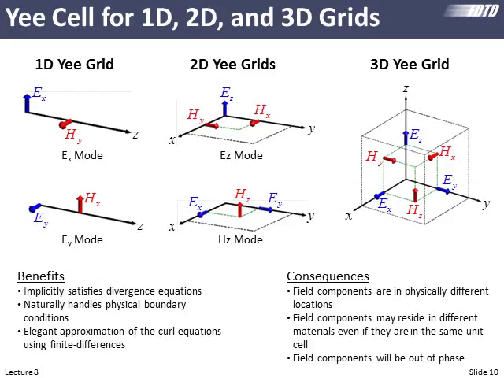Also, remember when we talked about the curl equations? Essentially, we saw electric fields are curling around magnetic fields, the magnetic fields curl around electric fields, and the way we've arranged the field components on the Yee grid, all of the magnetic fields are encircling the electric fields, and all the electric fields are encircling magnetic fields. So it's very consistent with the physics, and that makes writing our finite difference time domain expressions very, very efficient and elegant and simple, in fact.